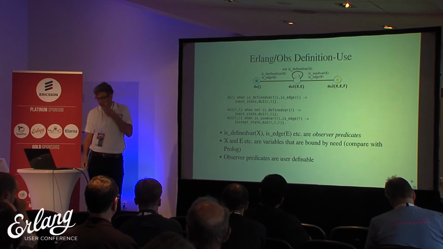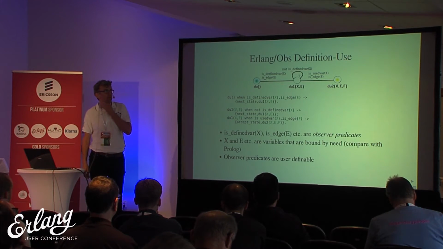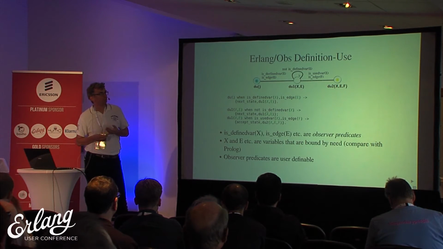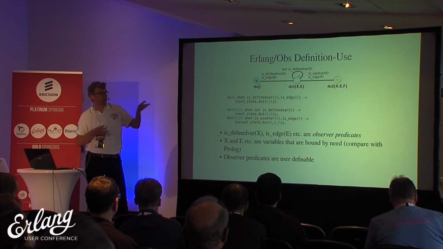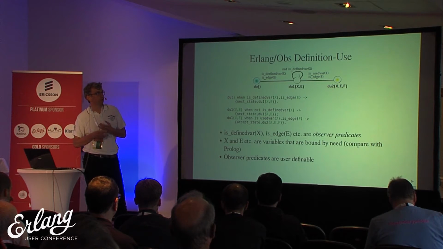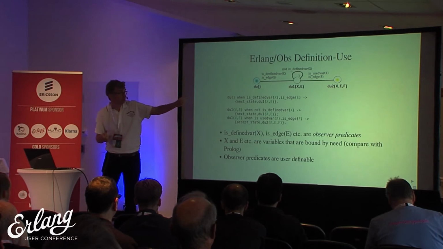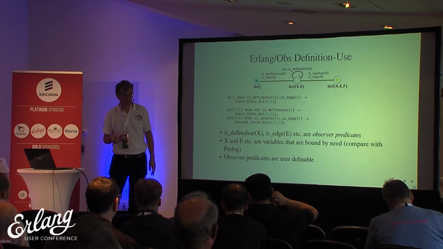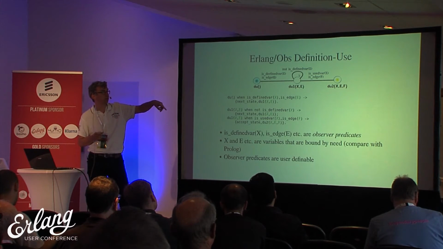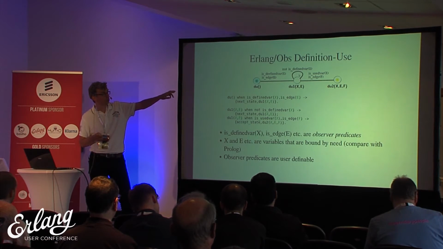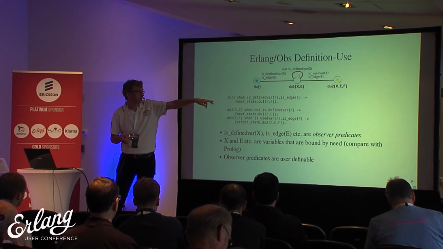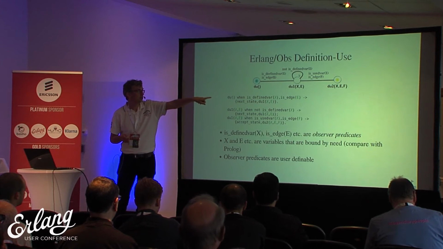So this is what a typical observer may look like. Observers are in general much simpler, and this is a kind of complicated observer. It's a definition use, where you define a variable on the first edge. These are supposed to be arrows here. You're looking for a definition of a variable on some particular edge, and you can see here you're looking for a defined variable on some particular edge.